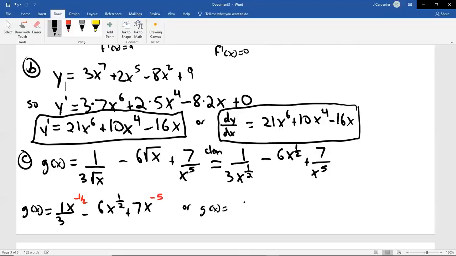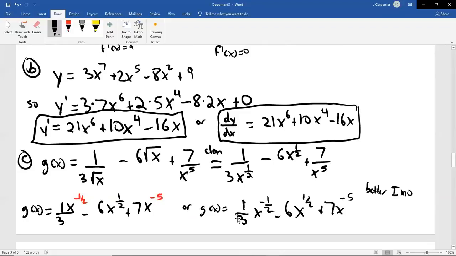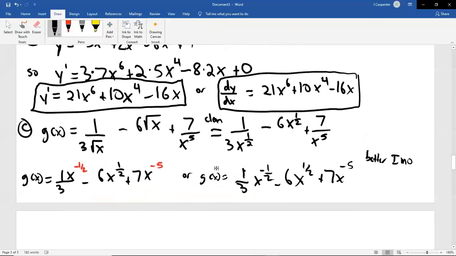The other way you can write this is just 1/3, and then the x to the negative 1/2 to the side, minus 6x to the 1/2, plus 7x to the negative 5. I actually prefer the second version. I think the second version is better, in my opinion. So I'm going to go with the second version where the x's are to the side of fractions, because we're going to be bringing a fraction out front. It's just going to be easier to see that way.